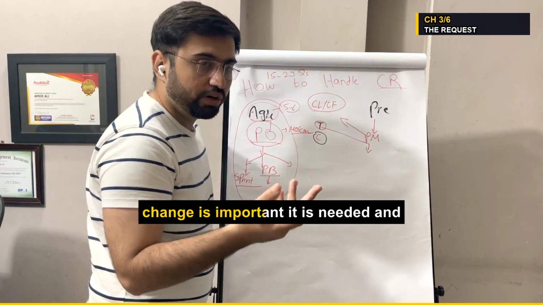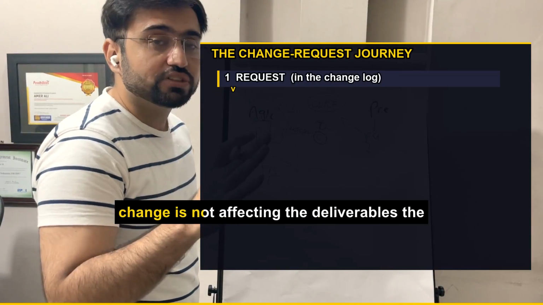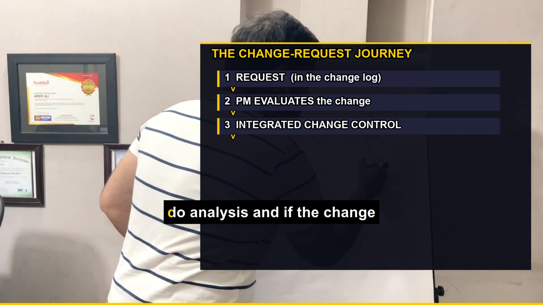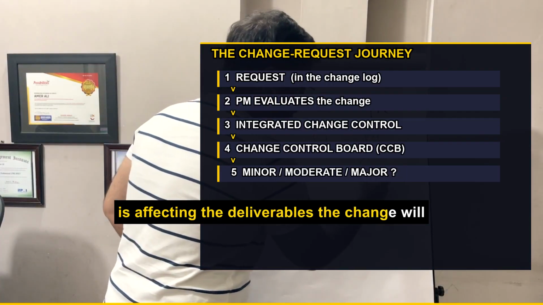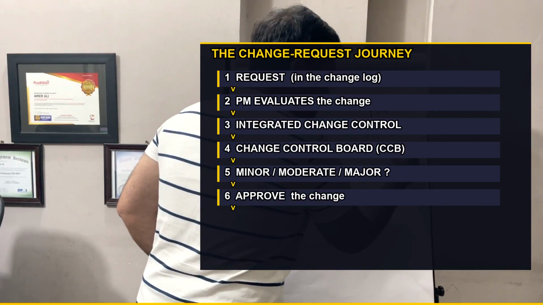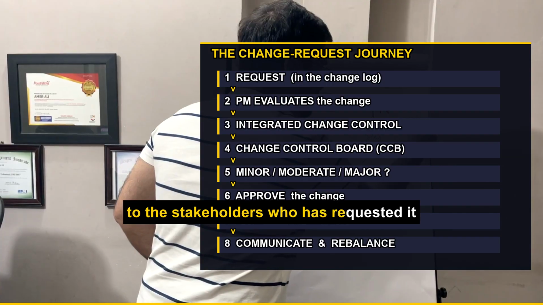The PM checks if the change is important, if it is needed, and if it is affecting the deliverables. If the change is not affecting the deliverables, the change is not required. So he will do analysis here. If the change is affecting the deliverable, the change will move to the next step. Otherwise, the change will be rejected and communicated to the stakeholders who requested it.